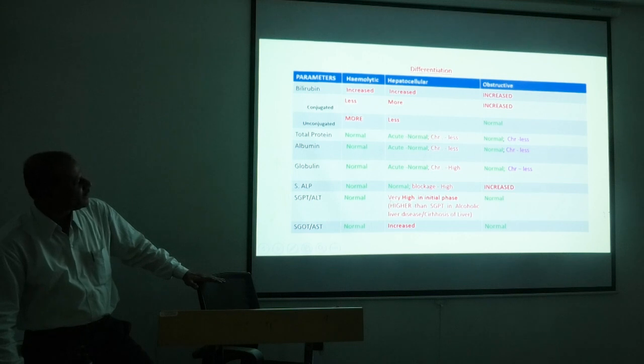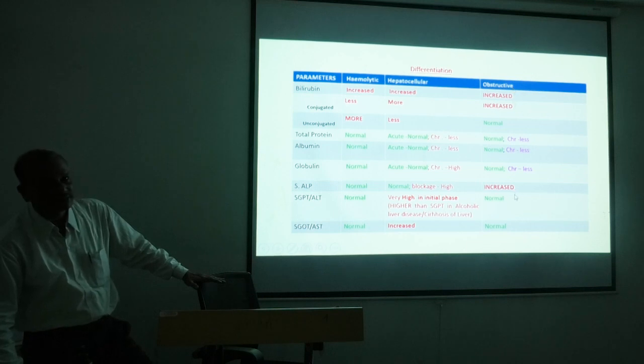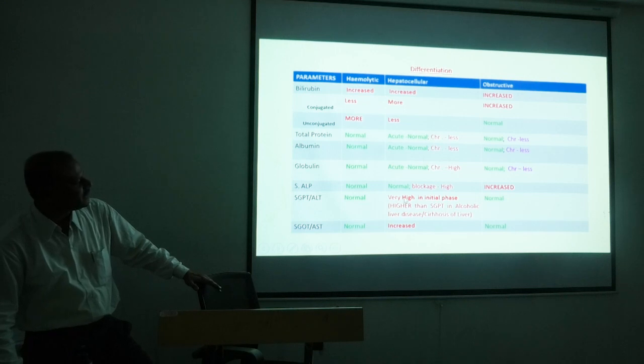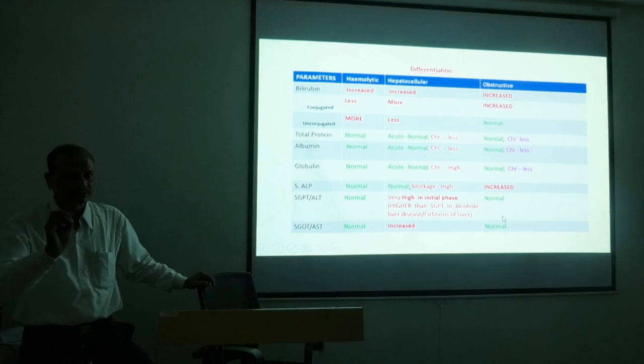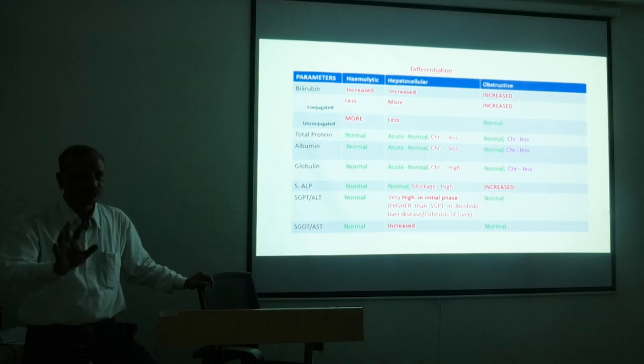Remember, here the only part is that ALP is increased with blockage. This is obstructive jaundice. ALP is increased. Here ALT is very high, as I told you. And this will also increase, this will be normal in obstructive jaundice. Pure obstruction, nothing else. Stone, cancer.